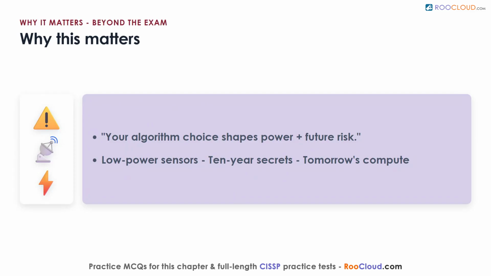Picture yourself securing a fleet of low-power field sensors that must run for years on a tiny battery. A heavy algorithm drains the power budget fast, while a lean one buys you extra life. And when you architect anything meant to protect data for a decade, you have to ask what tomorrow's computers will be able to break. Knowing these algorithms is how you make those calls with confidence.